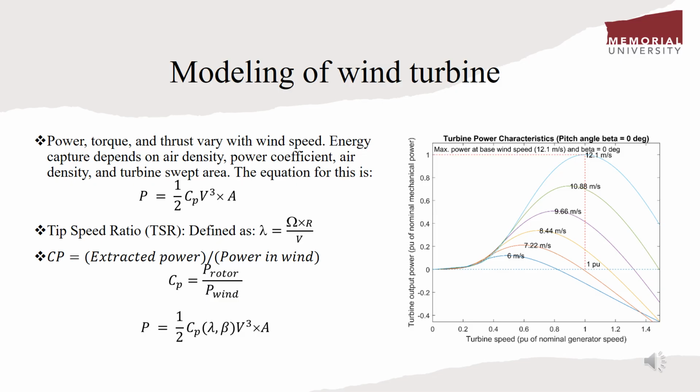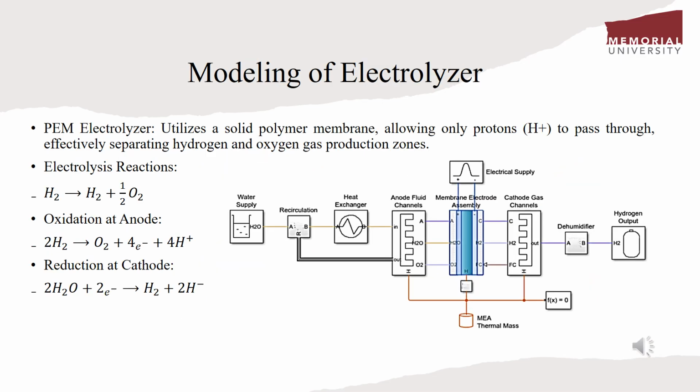The tip speed ratio, which is the ratio of blade tip speed to wind speed, is crucial for wind turbine efficiency. The plot on the right shows how turbine output varies with speed at different wind velocities. We aim to operate near the peak of these curves, where the maximum power coefficient occurs, ensuring optimal energy capture.